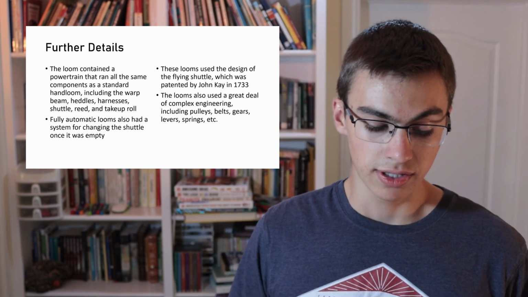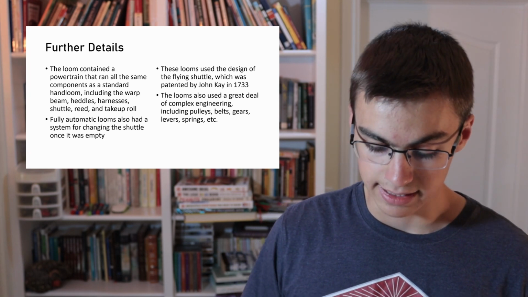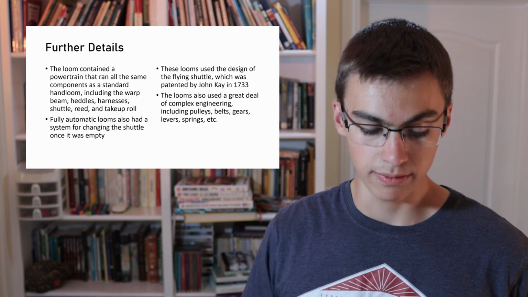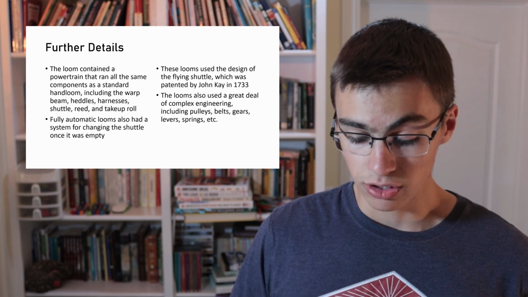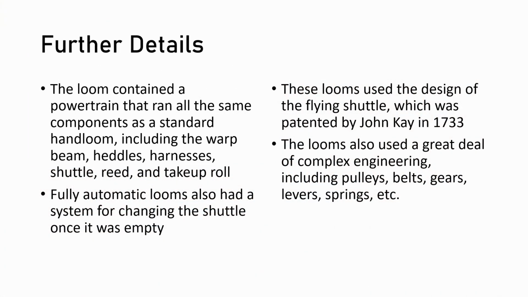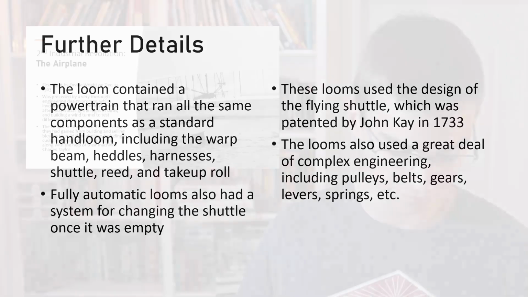And these looms also used the design of the flying shuttle that was patented by John Kay in 1733, and so obviously that played a big role in making these power looms possible. And they also used a great deal of complex engineering. So pulleys, belts, gears, levers, and springs, all sorts of mechanical engineering.